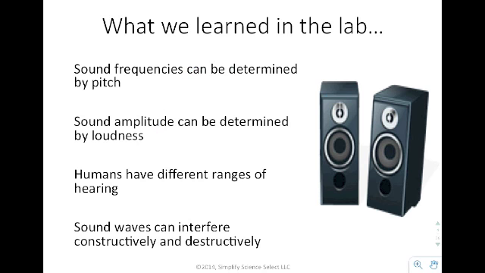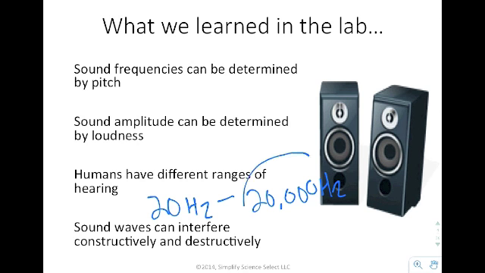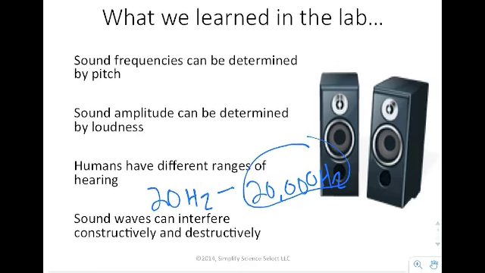We also learned that humans have different ranges of hearing. Some humans can hear very high pitches, up to 20,000 hertz. No higher, but up to 20,000. Some humans can hear very low frequencies, down to 20 hertz. We also learned that this range narrows with age, so younger people tend to hear higher on the spectrum than many adults. So sound waves can interfere constructively and destructively. They can interfere and make a sound louder, they can interfere and make a sound lower.